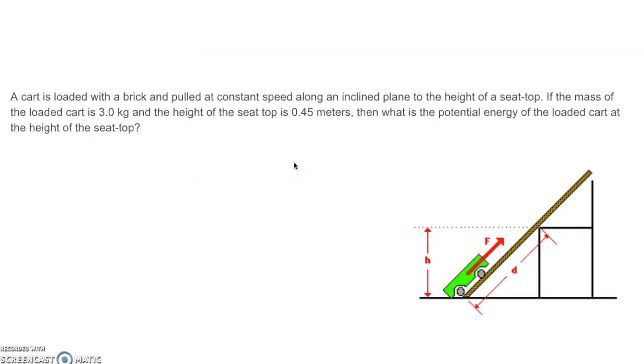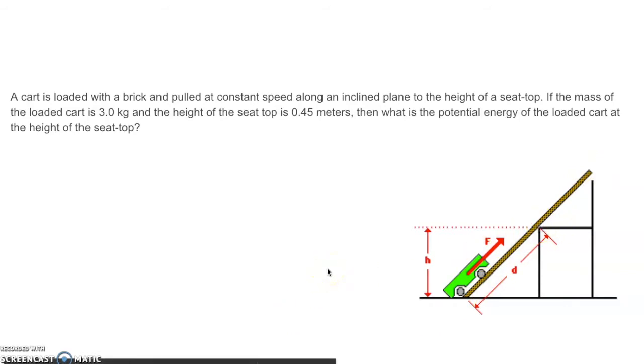Here's an example of a problem with potential energy. A cart is loaded with a brick and pulled at a constant speed along an incline to the height of a seat top. If the mass of the cart is 3 kilograms and the height is 0.45 meters, then what is the potential energy of the loaded cart at the height of the seat top? So from this height right here, right?